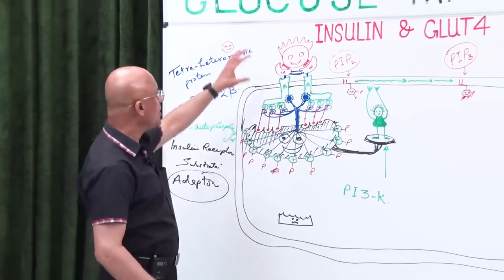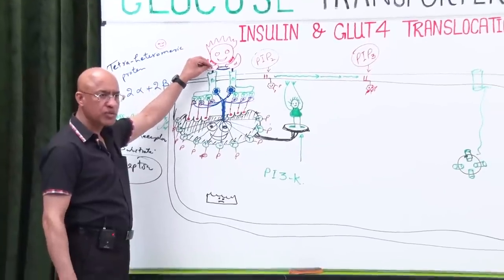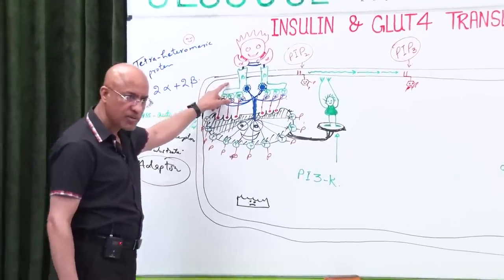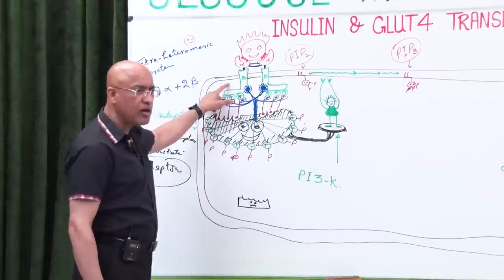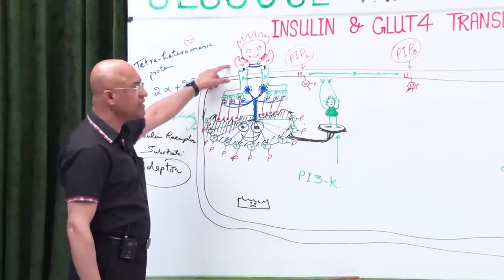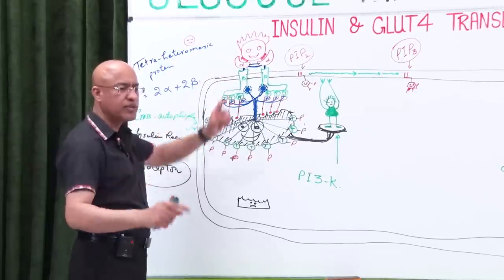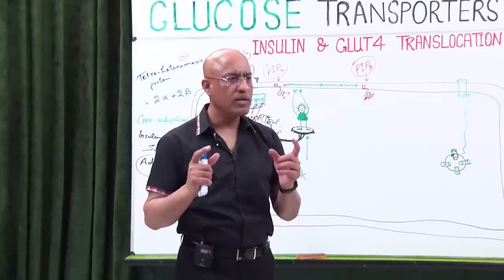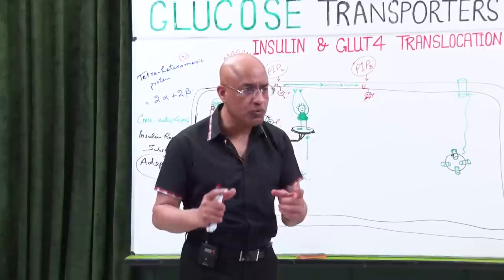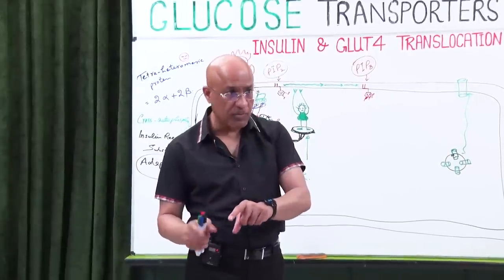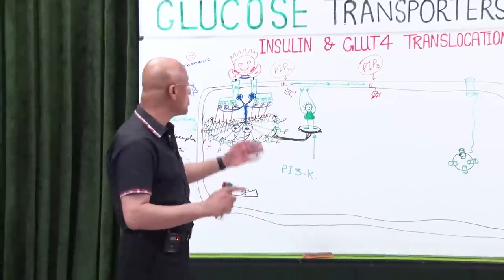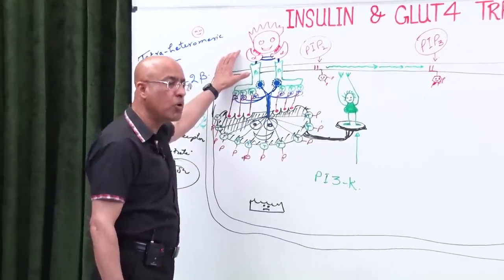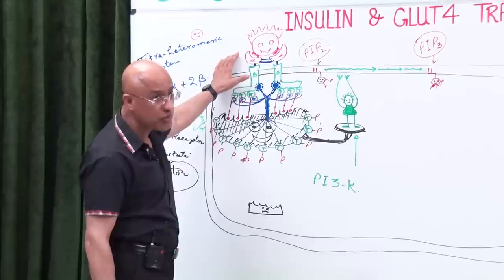Let's read. Insulin came and bound with the special insulin receptors, right? These insulin receptors, which are present on cardiac muscles or skeletal muscles or adipocytes, and are present at other places also, we will not talk about that right now. We are just concentrating on how insulin increases the translocation of GLUT4 from the cytoplasm to the cell membrane, right? And how insulin makes the striated muscle and adipocyte membranes more permeable to glucose through GLUT4, right?